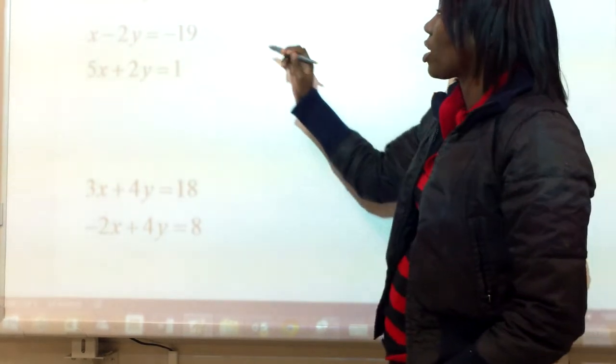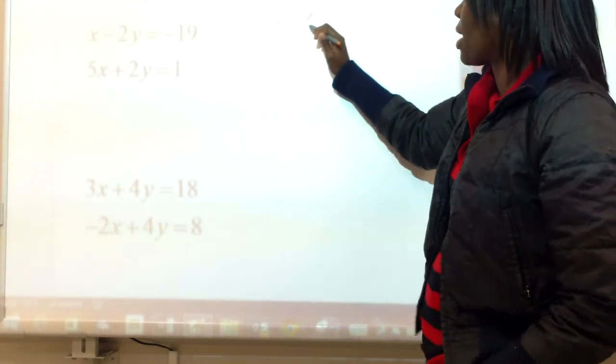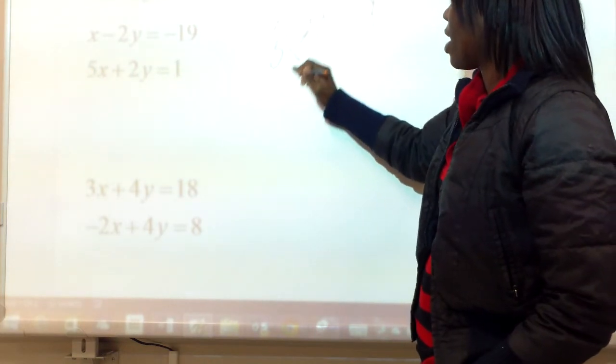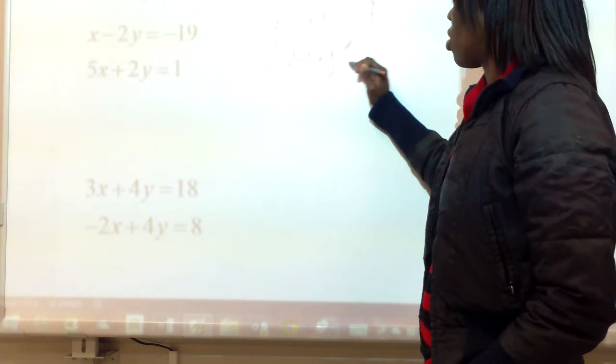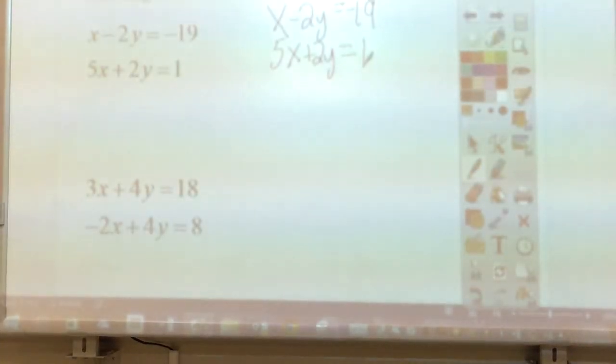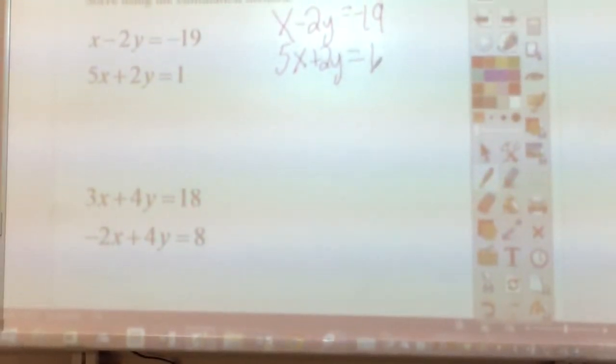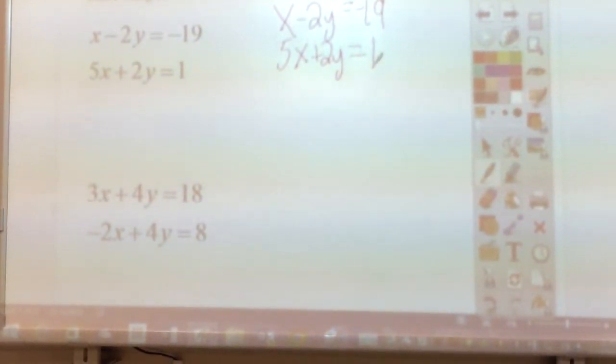So the first system that we have is x minus 2y equals negative 19, and 5x plus 2y equals 1. I just want to double check that you can see it. I'm going to scoot it up a little bit. Yeah, you can still see a little bit better.